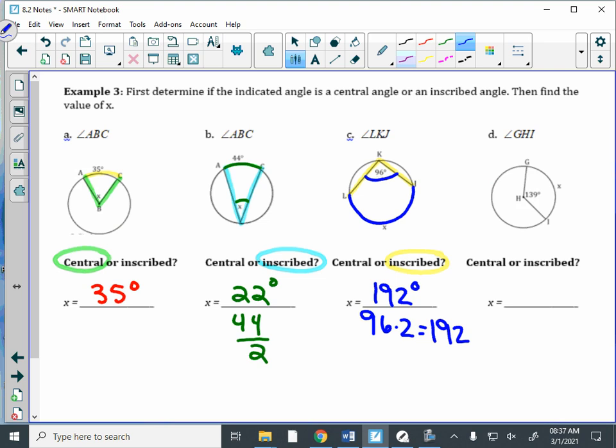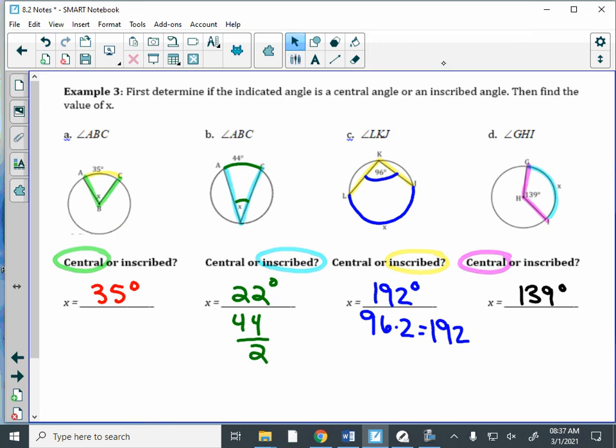Last one here, we have to identify this angle. Is that central or inscribed? It's central because it's on the center. Here's the missing arc. What do we know about central angles and the arcs? They're the same. So the angle is 139. The arc is also going to be 139. Questions over that?